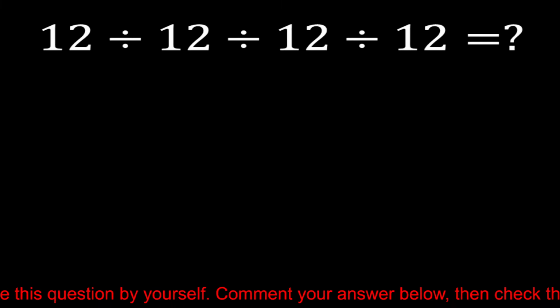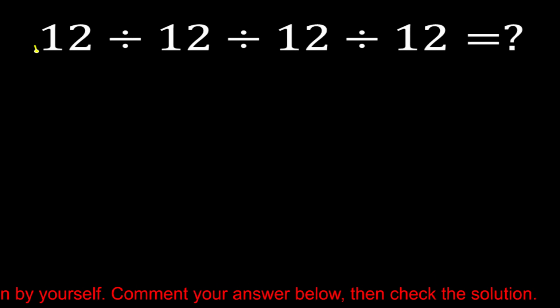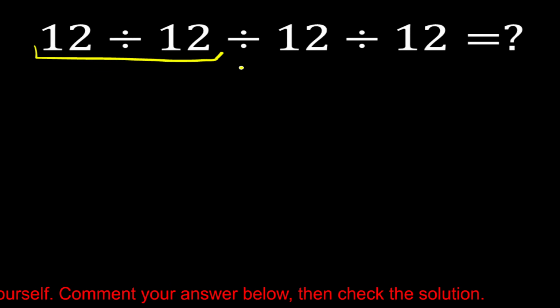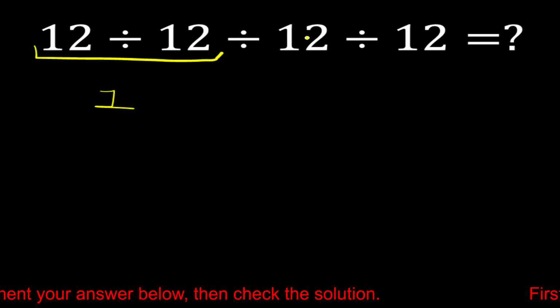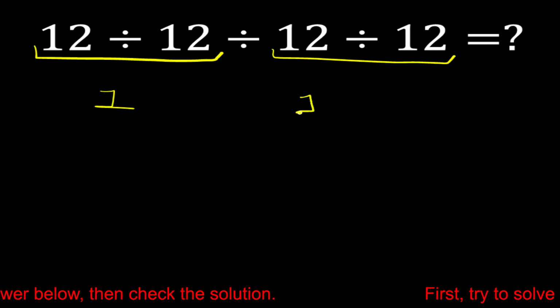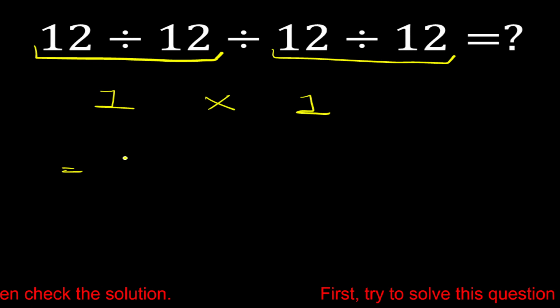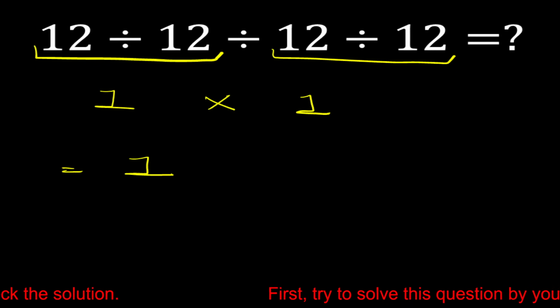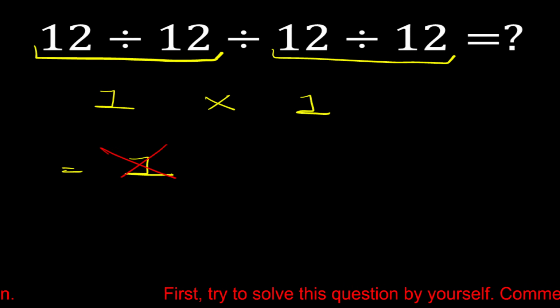So most people solve this question like 12 divided by 12 is equal to 1. Then again 12 divided by 12 is equal to 1. Now 1 multiplied by 1 is equal to 1. But this answer is not correct. This answer is completely wrong.